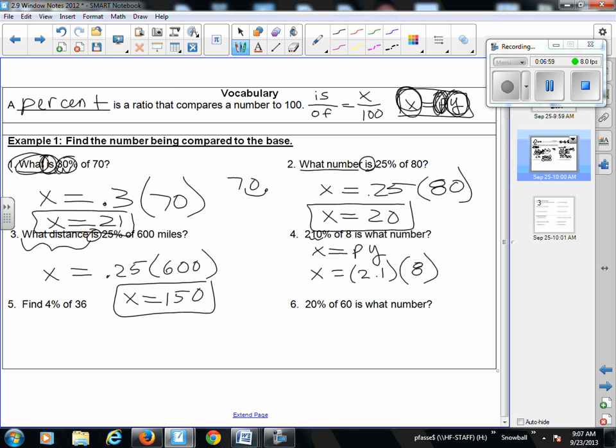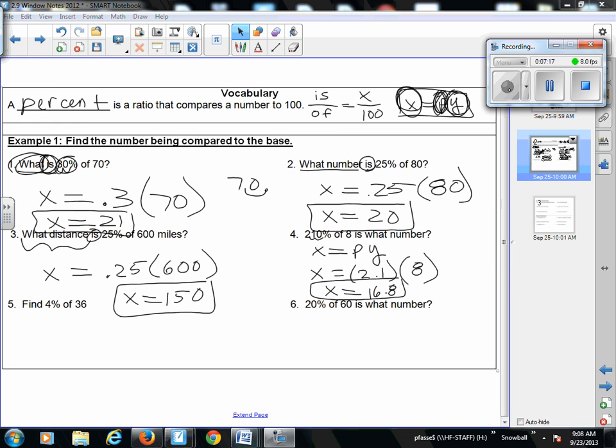What number is x? So literally, we have the exact same problem. It's just worded a little differently. So that ends up being, let's see, 16.8. That should be right. Yes, that's correct. Just check it on the calculator.